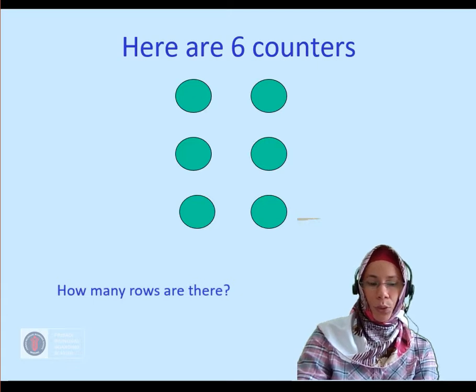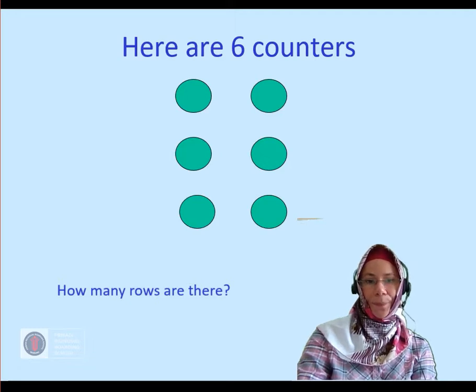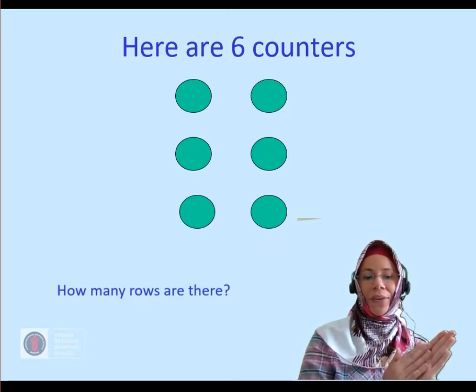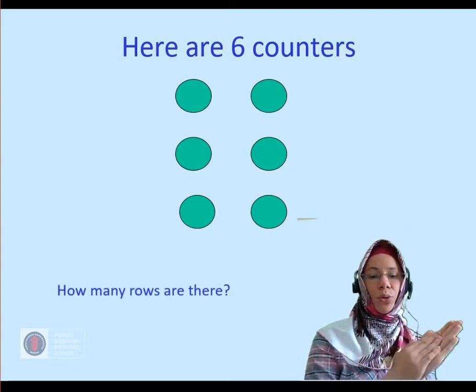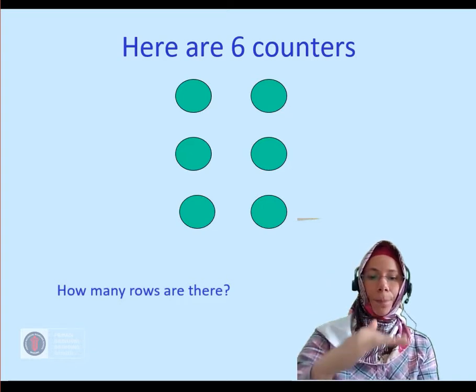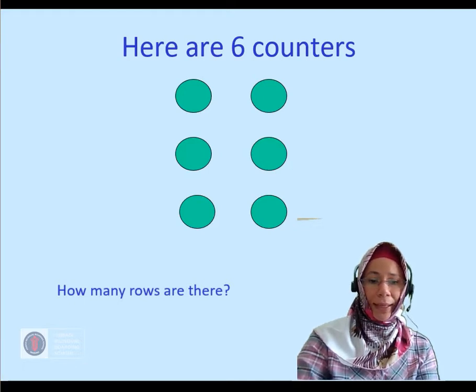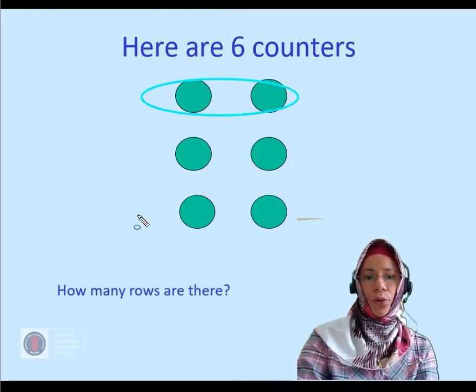As you remember, do you know what rows or columns are from grade 1? Yes, correct. Rows is when you make a group left to right or right to left. Columns is when you make a group from up to down. So, let's do it together. We will make a group from left to right.